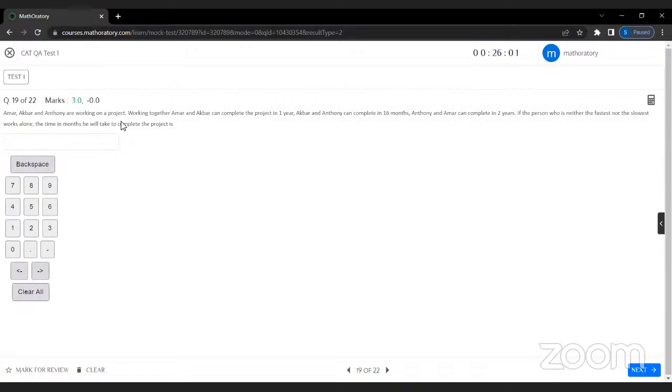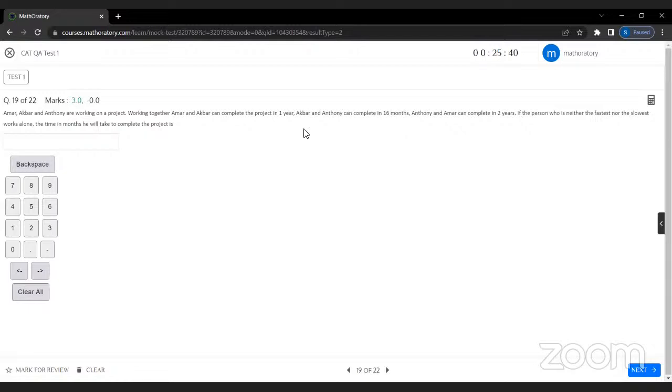Amar, Akbar, Anthony are working on a project. Working together, Amar and Akbar can complete in 1 year. Akbar and Anthony in 16 months. Anthony and Amar can complete in 2 years. And the person who is neither the fastest nor the slowest works alone. The time in months he will take to complete the project. Okay, it's a fairly simple one.